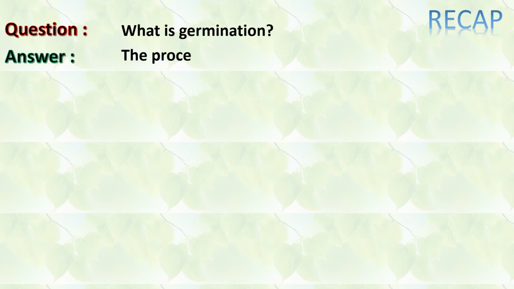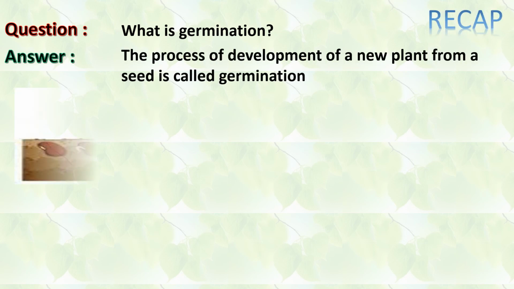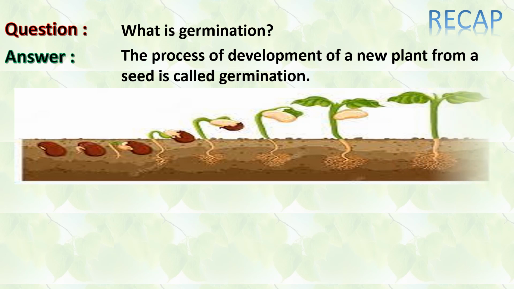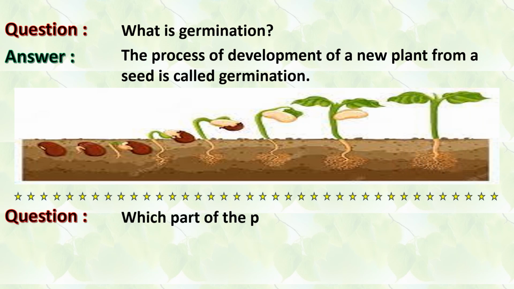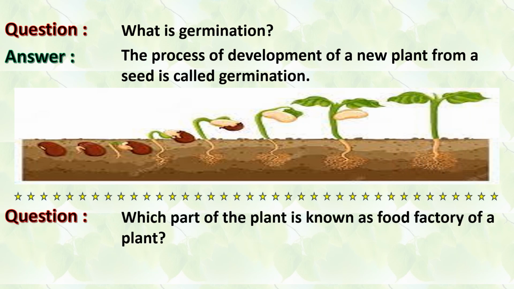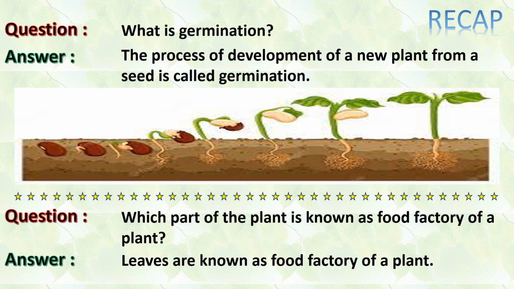Question. What is germination? Answer. The process of development of a new plant from a seed is called germination. Question. Which part of the plant is known as food factory of a plant? Answer. Leaves are known as food factory of a plant.